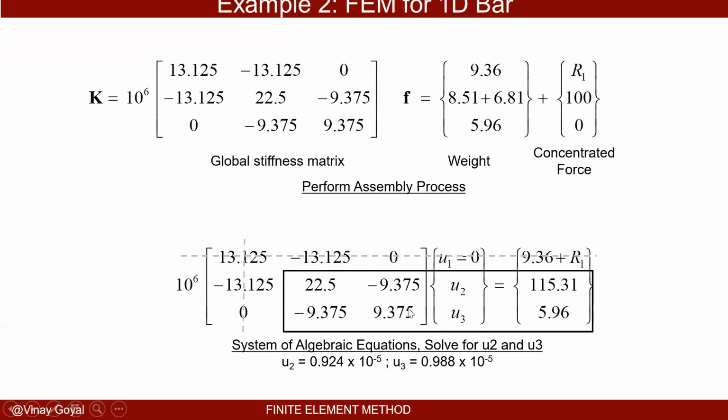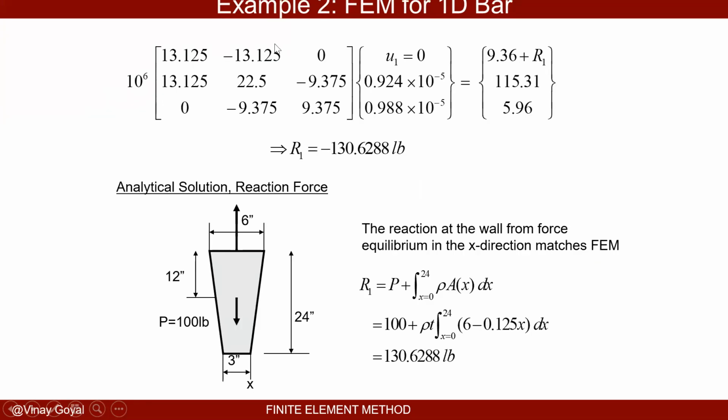So all I have to do is solve for U2 and U3 from this equation. And that's easy to solve using Mathematica or MATLAB. Once I know U2 and U3, plug it back into this equation and multiply the first row times the first column to get R1. And you can see here, I've done that. Once I got U2 and U3, I multiplied that row by that column, and I was able to get the value for R1, which is minus 130 pounds.